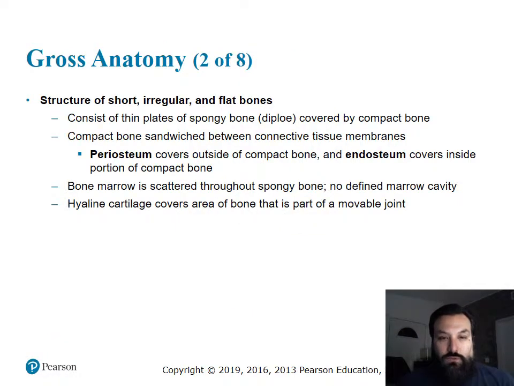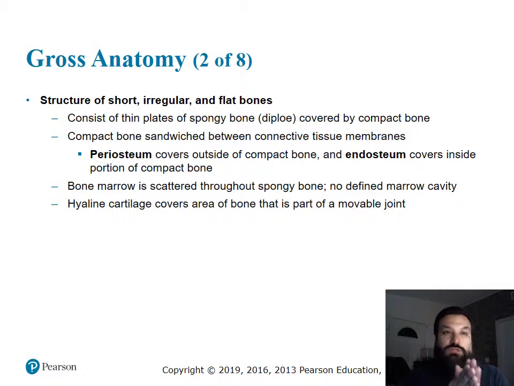Okay, so when we look at short, irregular, and flat bones, because we looked at a long bone just now in that figure, they have a different kind of structure because they look different and they're not long bones. They're structured differently internally. So when we look inside of them, in fact, there's trabeculae, spongy bone, that runs right in between. And then sandwiched around that spongy bone are actually two pieces of compact bone. So you find this in the short bones.